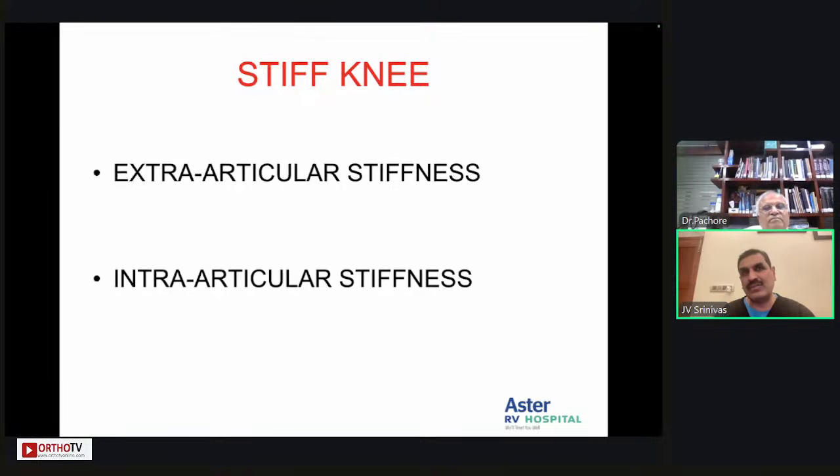When a patient comes to your OPD with a stiff knee, you need to assess the patient before you promise the patient that after a TKR you are going to have a full range of movement. That will be foolishness and a disaster for you unless you understand whether the stiffness is because of extra-articular stiffness or intra-articular stiffness.